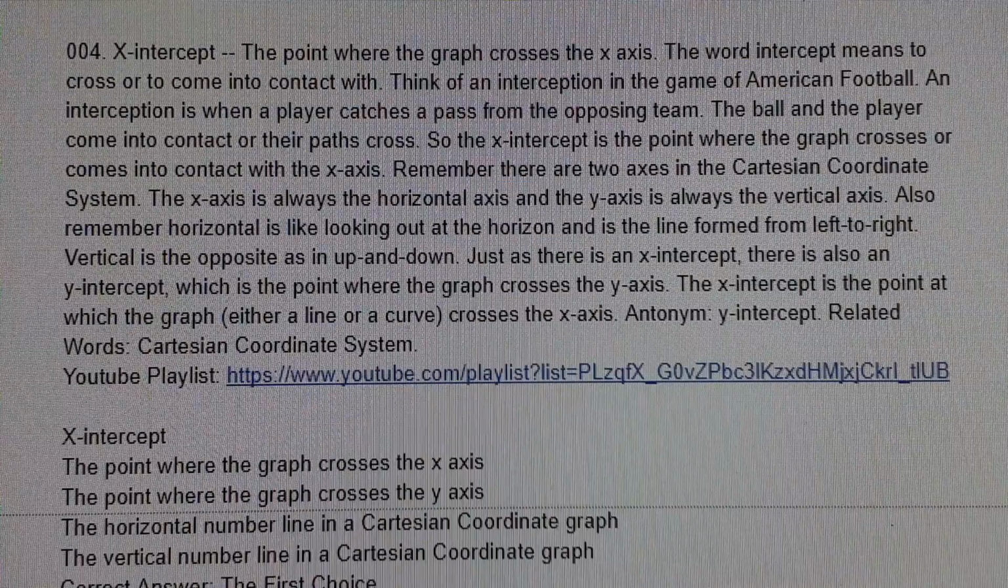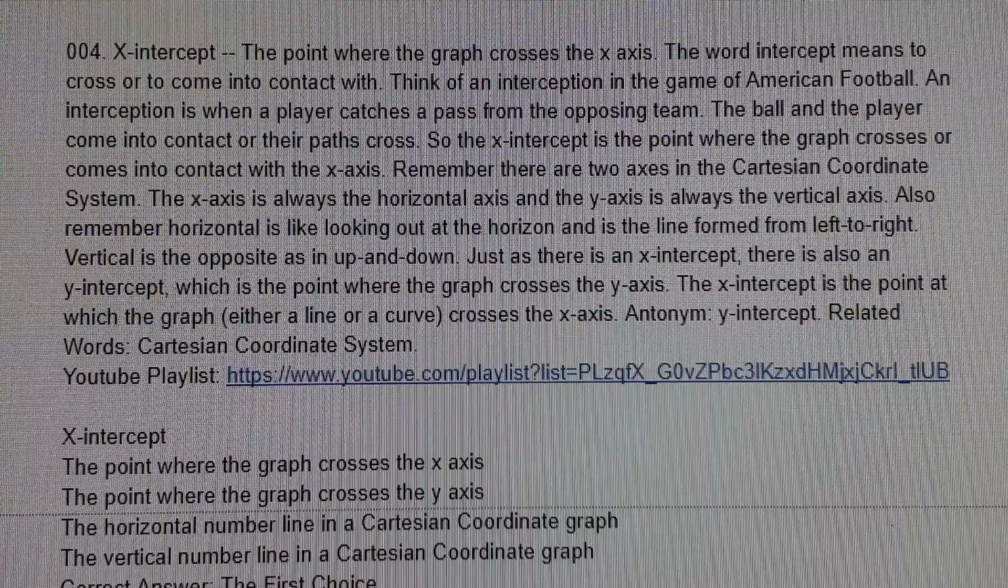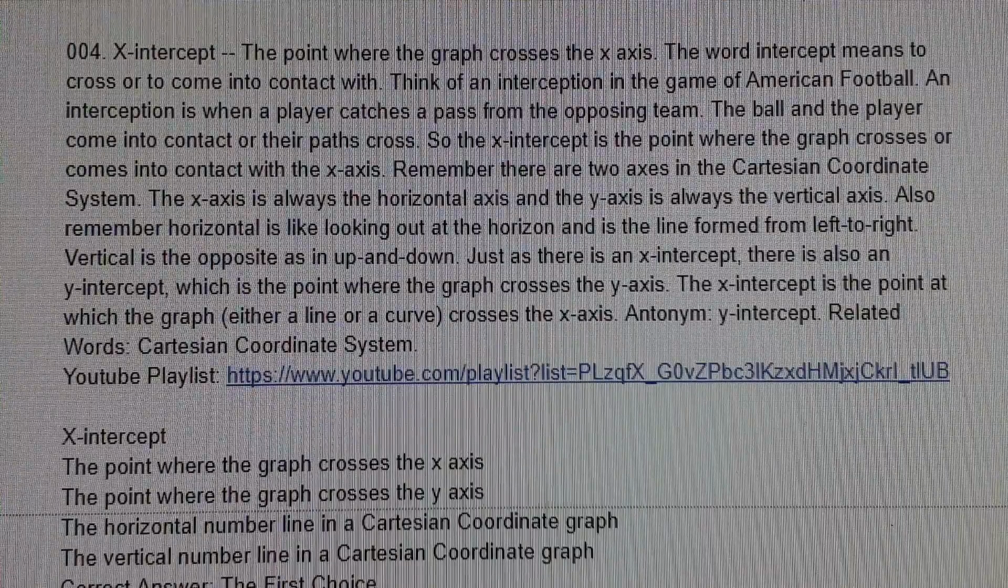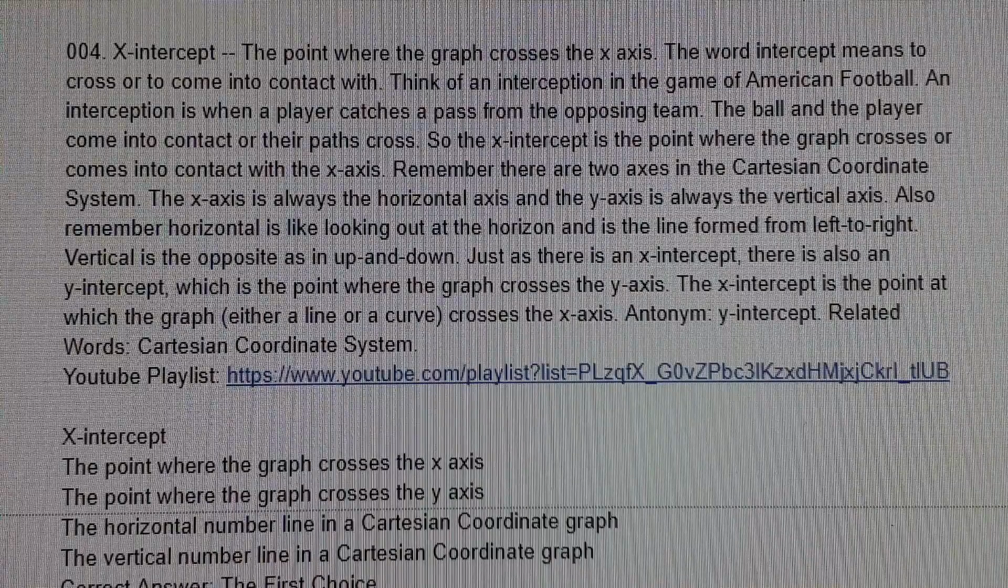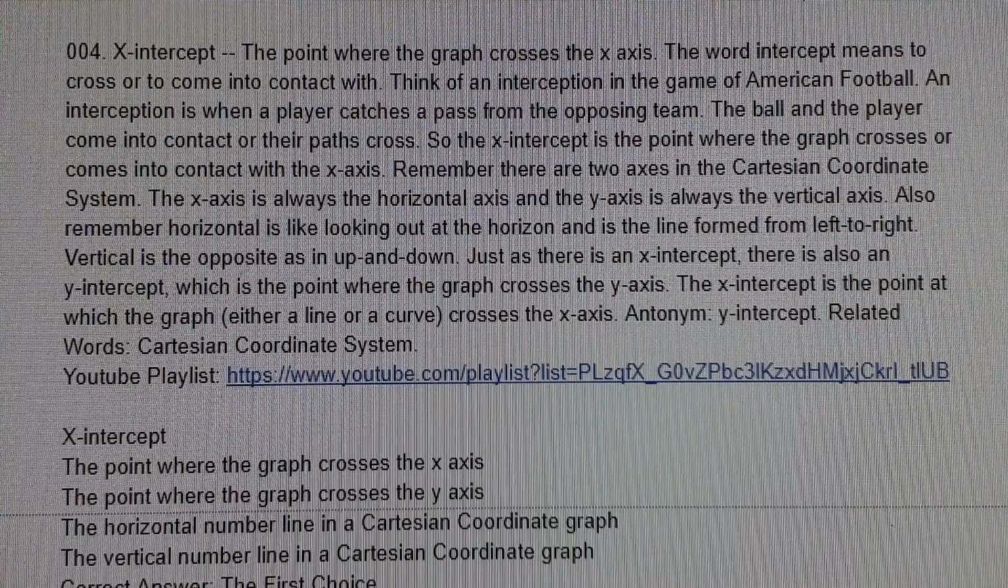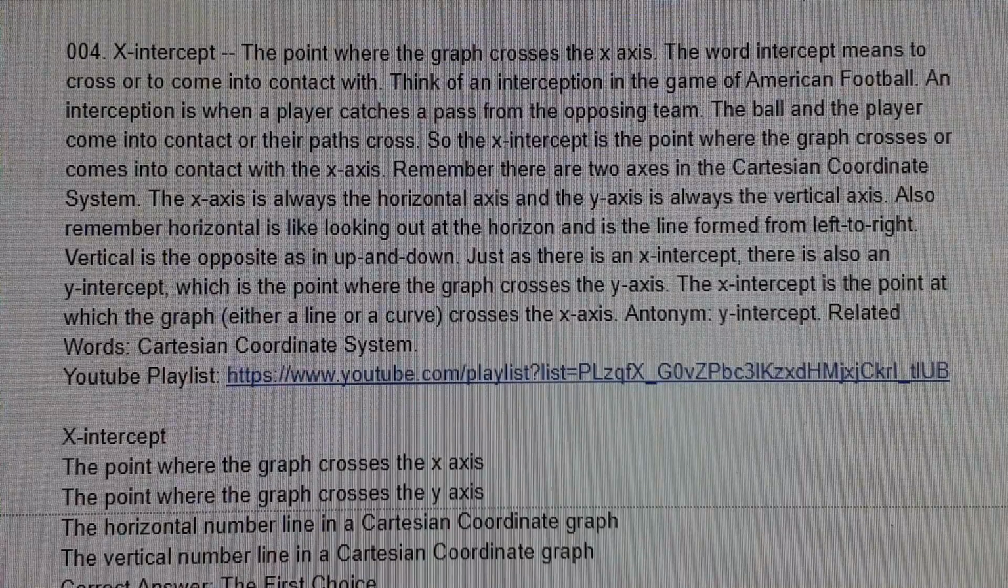Just as there is an x-intercept, there is also a y-intercept, which is the point where the graph crosses the y-axis. The x-intercept is the point at which the graph (either a line or a curve) crosses the x-axis.